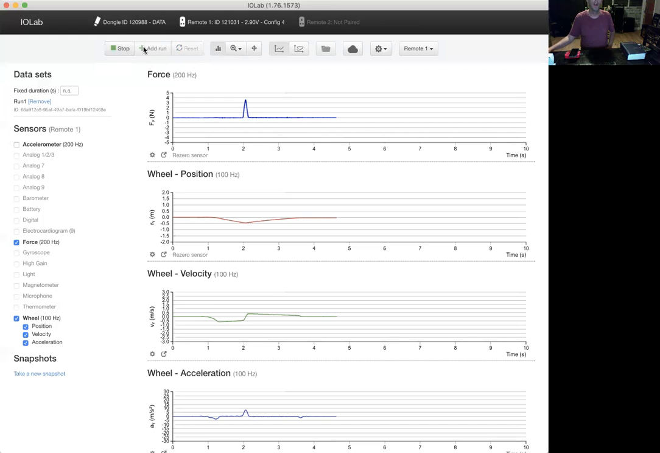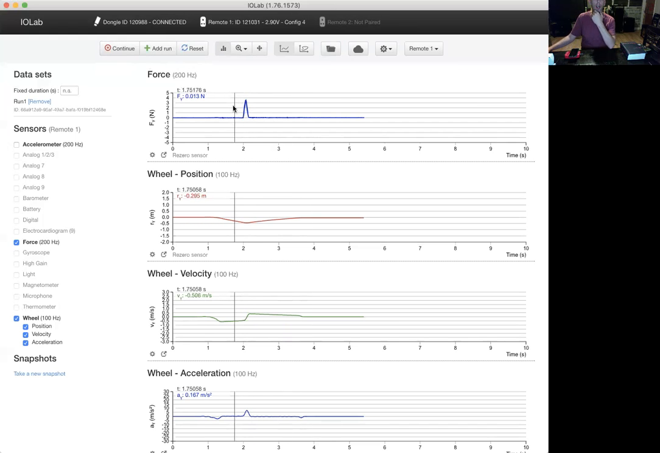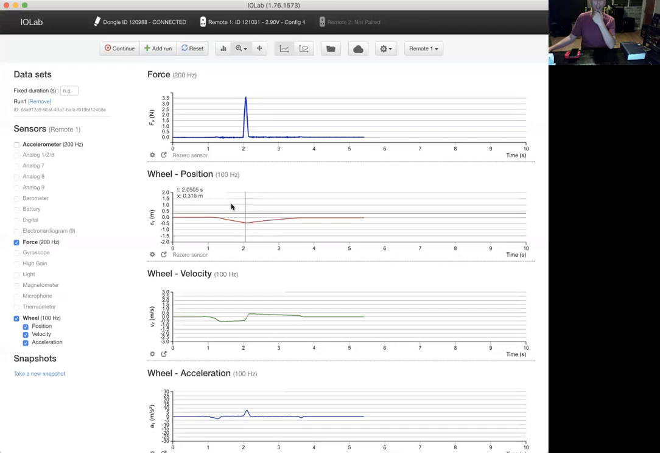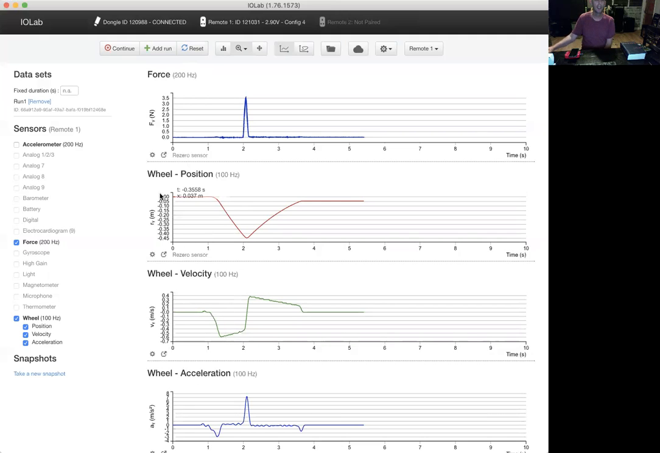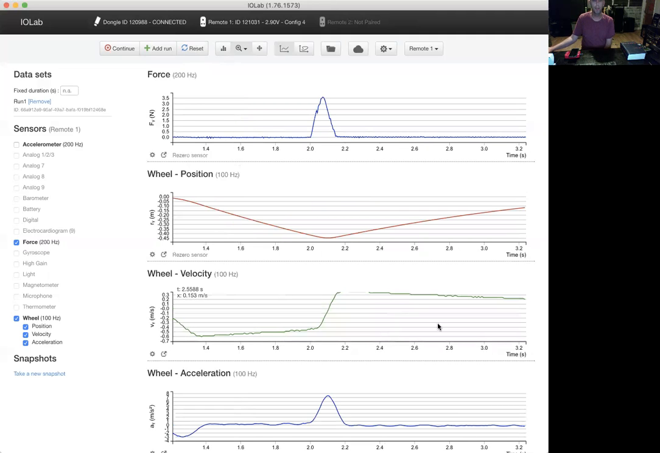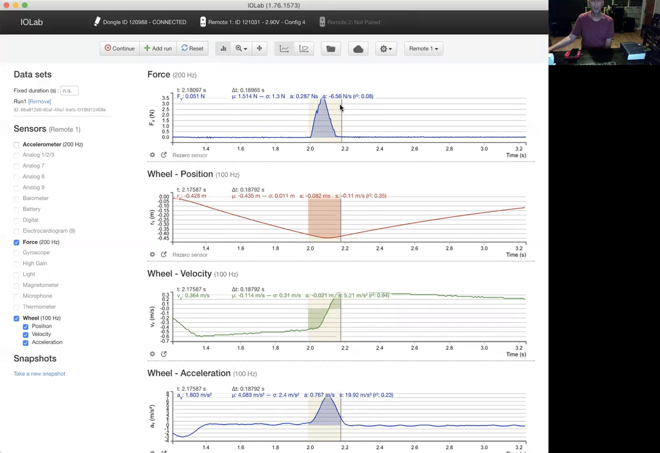Okay? However, I urge you not to go too hard. Don't have the things flying into the book because you could break your IO lab. So just give it a nice gentle push. Again, the region that we care about is here. First of all, go around your impulse. So it looks like it's about there. Get the mean value, the change of time, get your standard deviation, make sure you note your hertz.